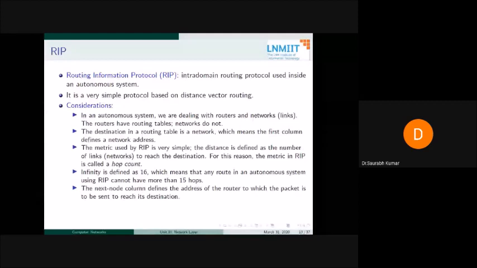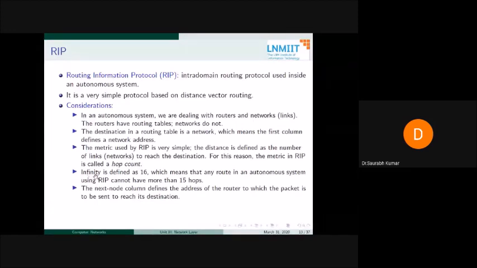Okay, the third assumption is that the metric used by RIP is very simple. The distance is defined as the number of links to reach the destination. That is basically the hop count. So the second column will be the hop count, the number of hops a particular packet has to traverse to go to the destination. So the first column in RIP will be the network address or IP address, and the second will be the hop count.